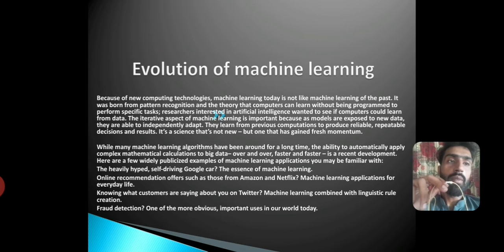You may be familiar with the heavily hyped self-driving Google car, the actions of machine learning in online recommendation offers such as those from Amazon and Netflix. Machine learning applications for everyday life: knowing what customers are saying about you on Twitter. Machine learning combined with linguistic rule creation. Fraud detection, one of the more obvious, important uses in our world today.